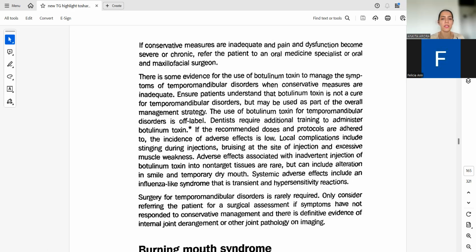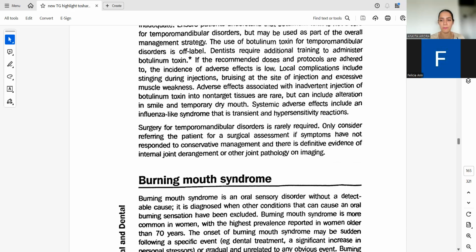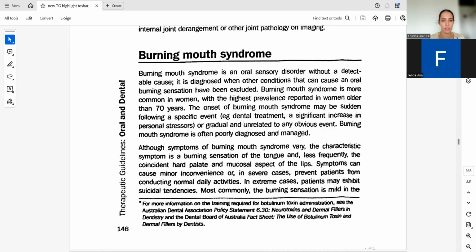Then only do we consider surgery and assessments. And there should be visible joint pathology on imaging. Then only do we refer to a surgeon. Otherwise, the oral medicine specialist is the first area we refer to. So this completes TMJ. If you have any doubts.